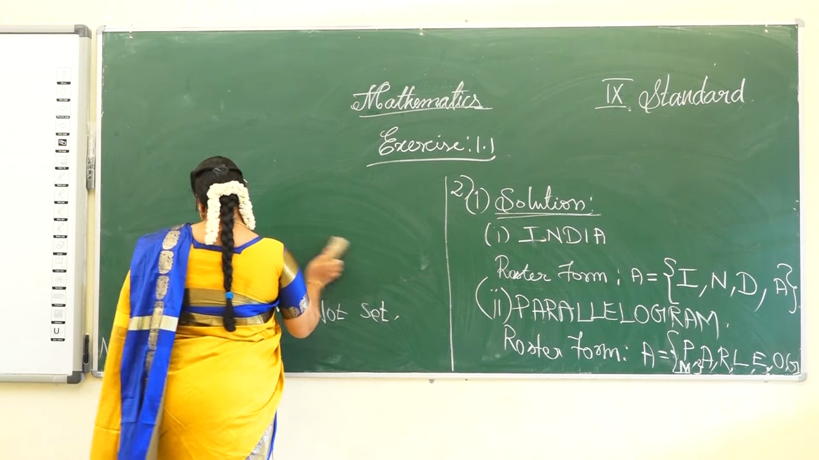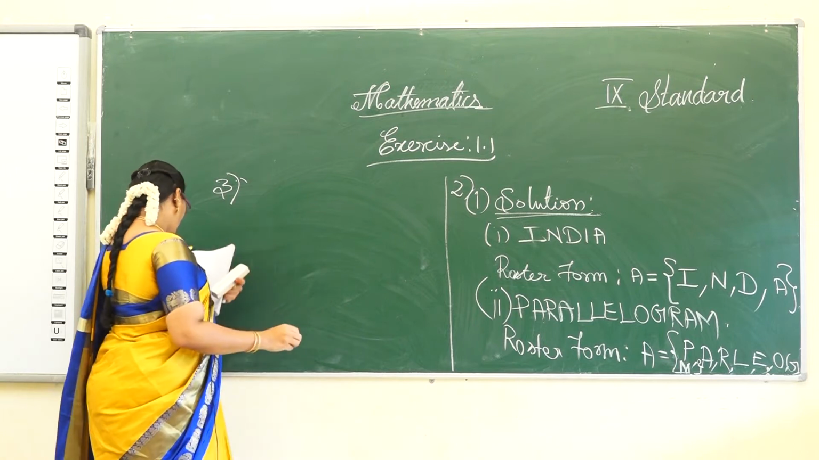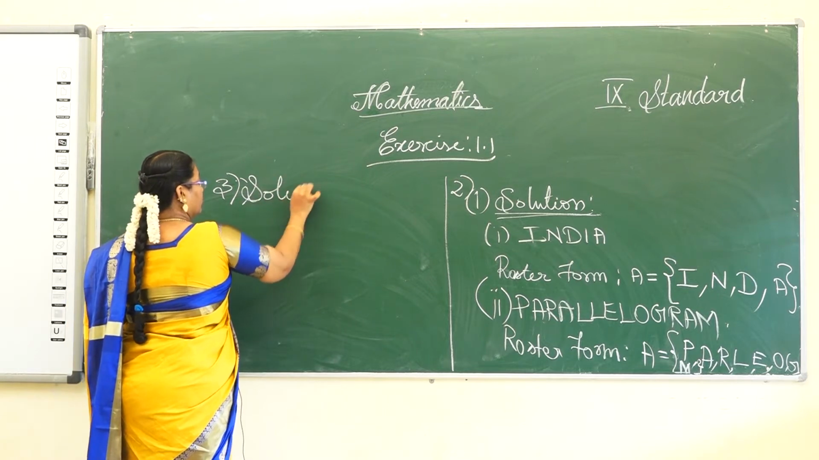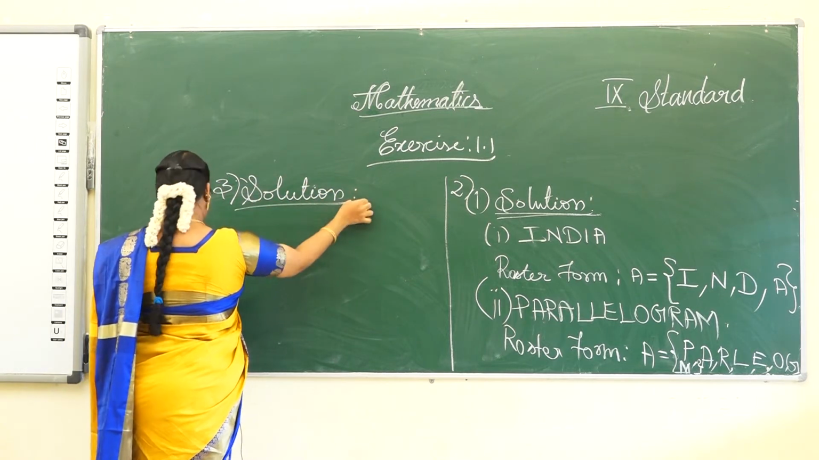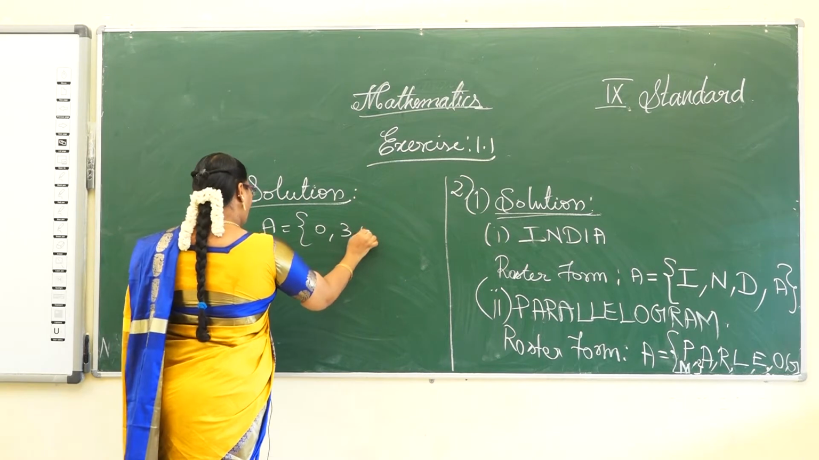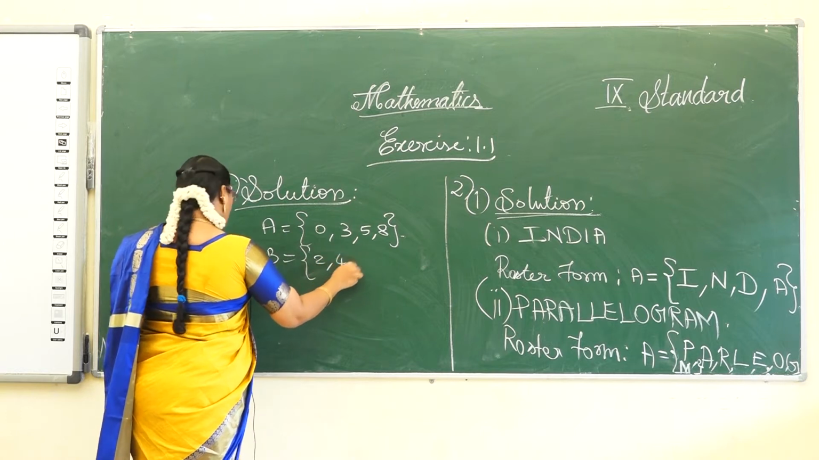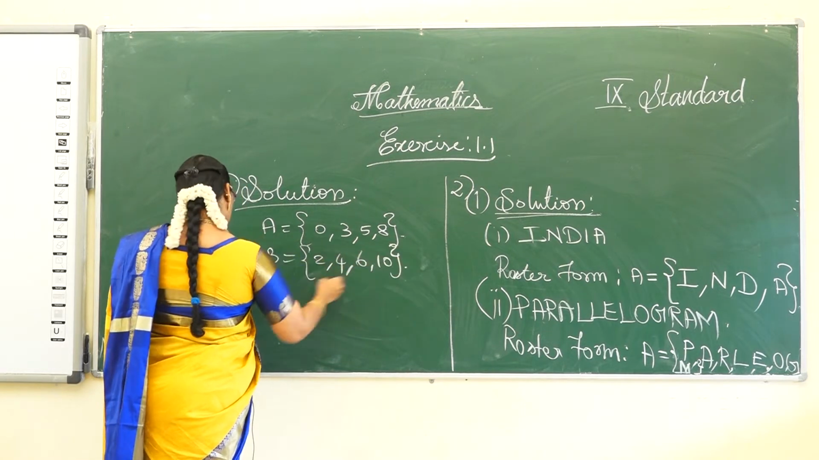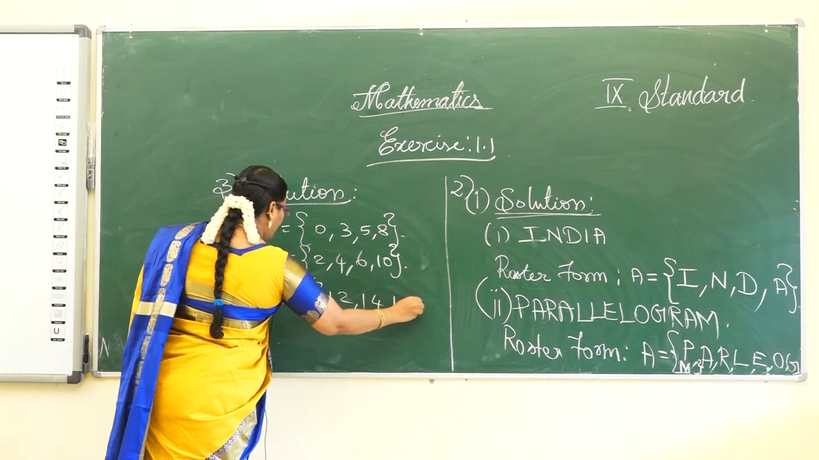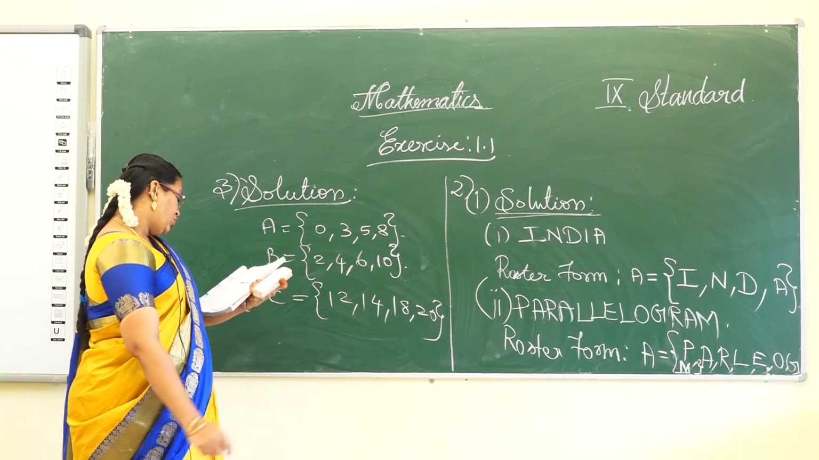The remaining two problems are homework. Now moving to the third problem. Consider the following sets: A is equal to 0, 3, 5, 8 and B is equal to 2, 4, 6, 10, and set C is equal to 12, 14, 18, 20. Say whether true or false.